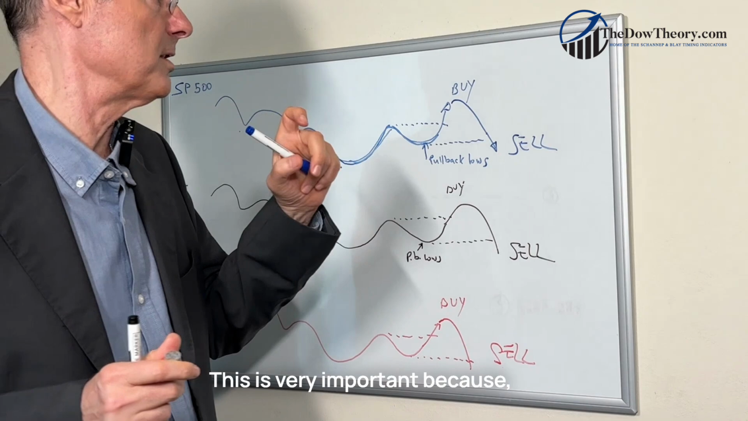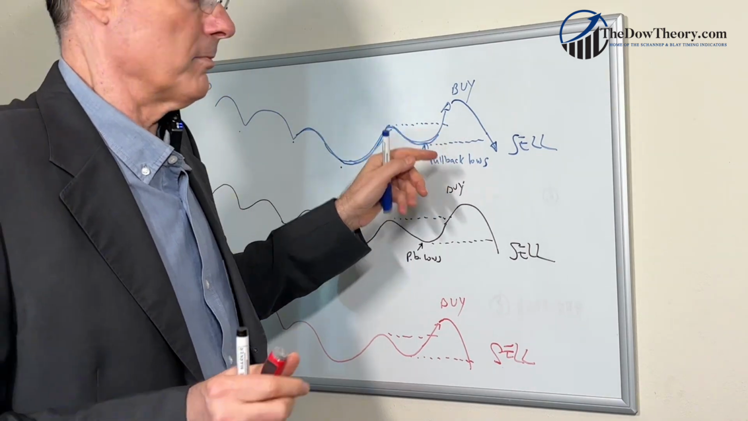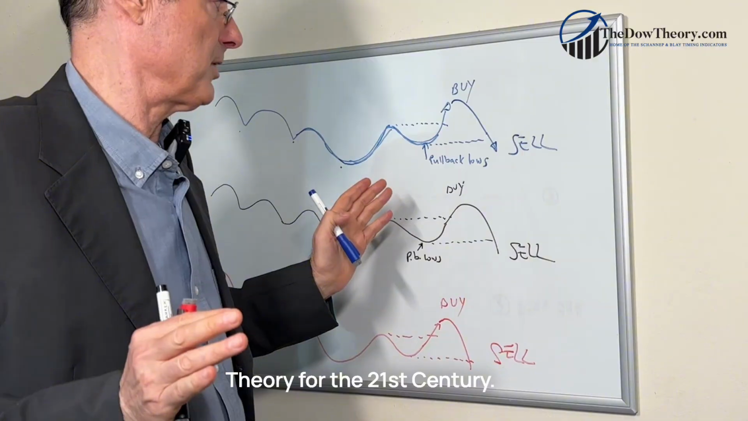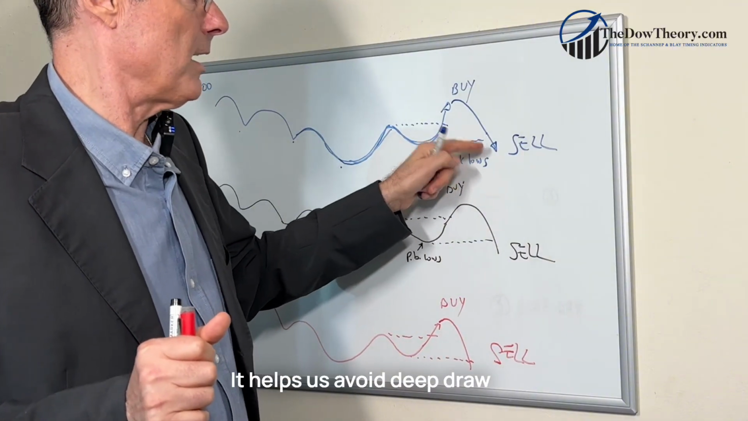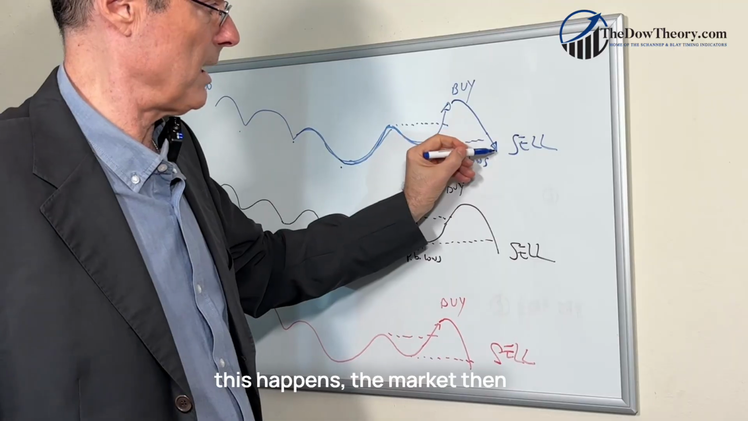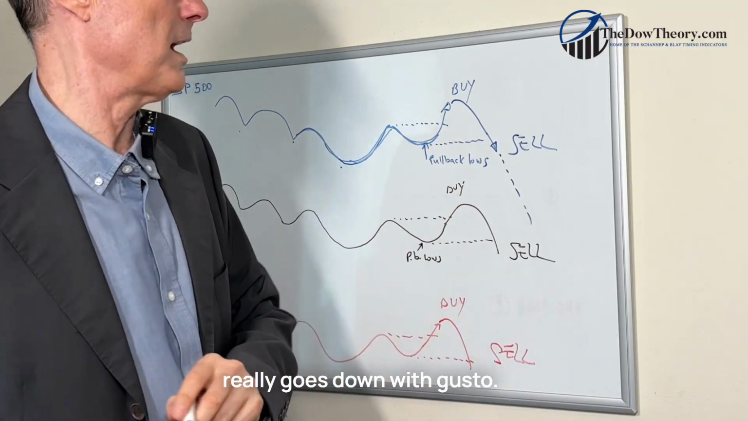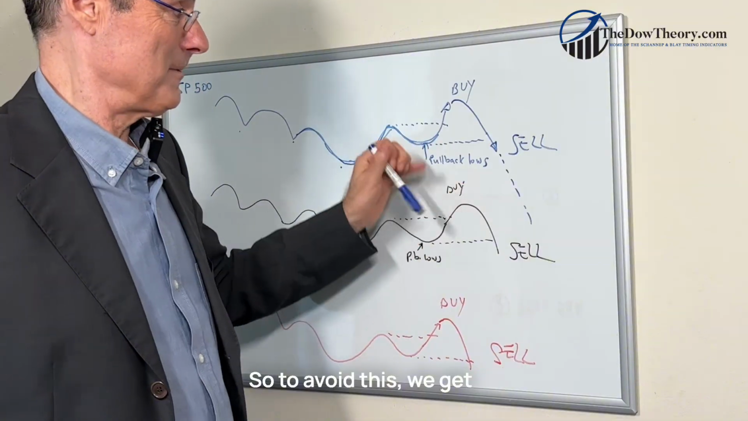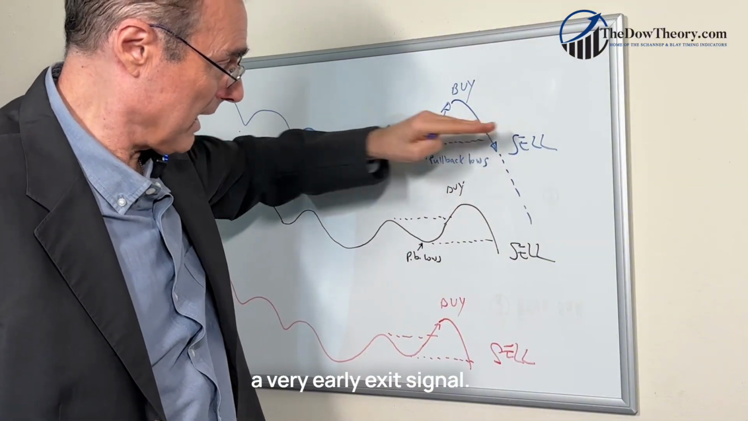This is very important because there is a huge track record for the Dow Theory for the 21st century. It helps us avoid deep drawdowns, because normally when this happens, the market then really goes down with gusto. So to avoid this, we get a very early exit signal.